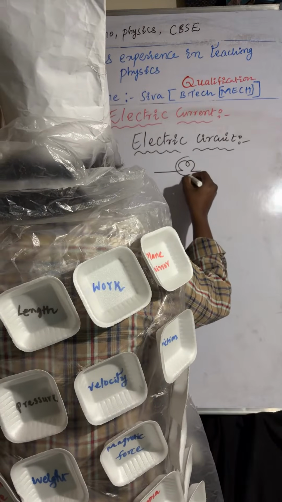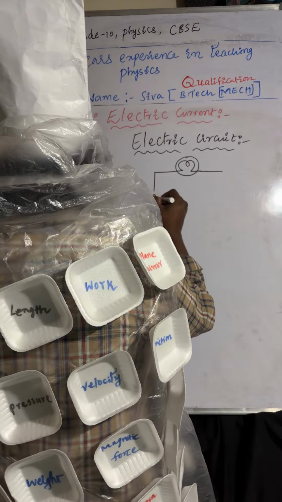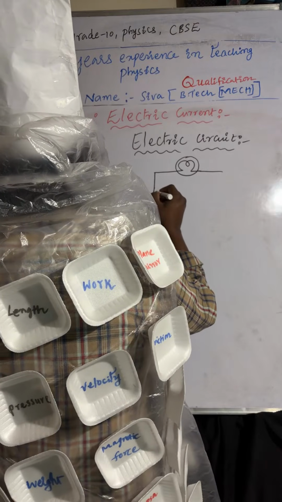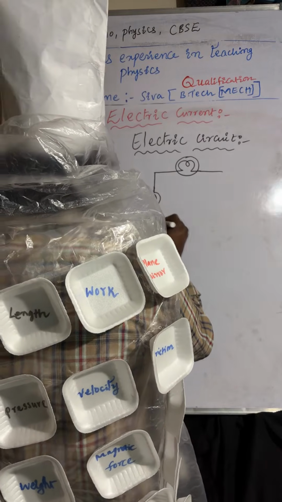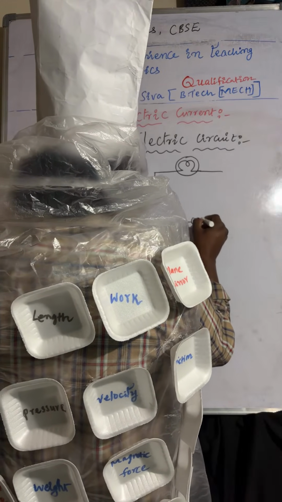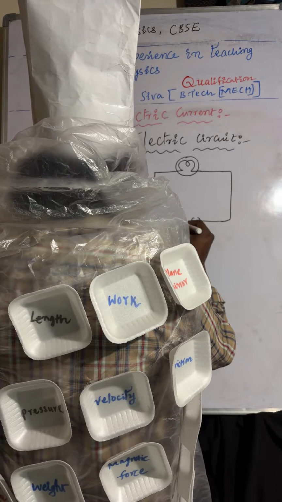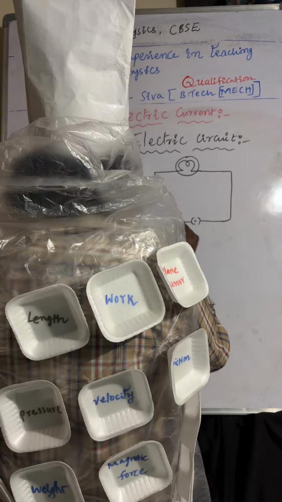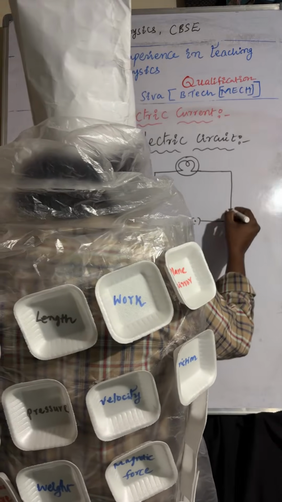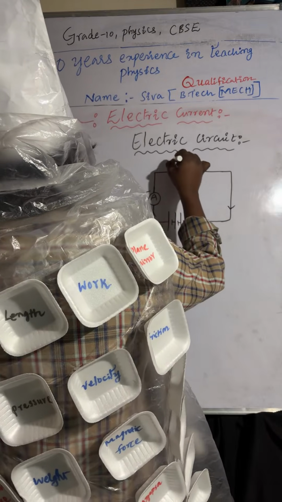So I am taking the bulb. Current is flowing. Here is the ammeter, connected in series, and then I'm connecting to the cell. Here this is the cell. Next, the switch. So connecting to the switch like this. Positive terminal, negative terminal. Current is flowing, so the bulb is glowing.